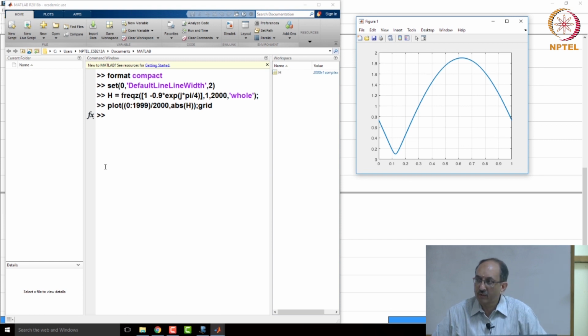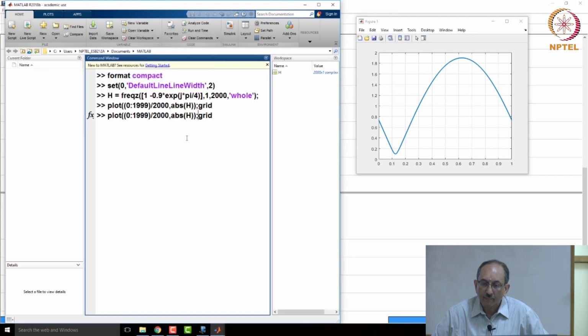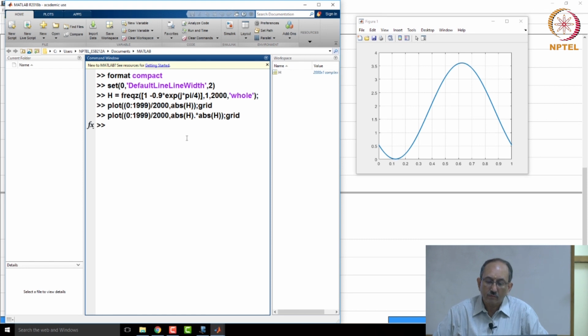Really what I have done is I have plotted the magnitude. What looks like a cosine is the magnitude squared, right. Therefore, this does not look like a cosine because this is the magnitude of the transfer function. What is a cosine? Is the magnitude squared. So there is the magnitude squared, which looks exactly like a cosine.